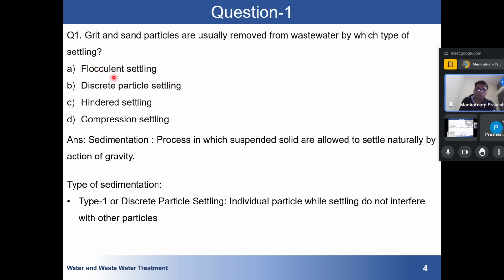But I will also discuss the other types of settling, that is options A, C, D. I will just go through the definitions, and in the last I will also discuss the different equations involved in discrete particle settling.